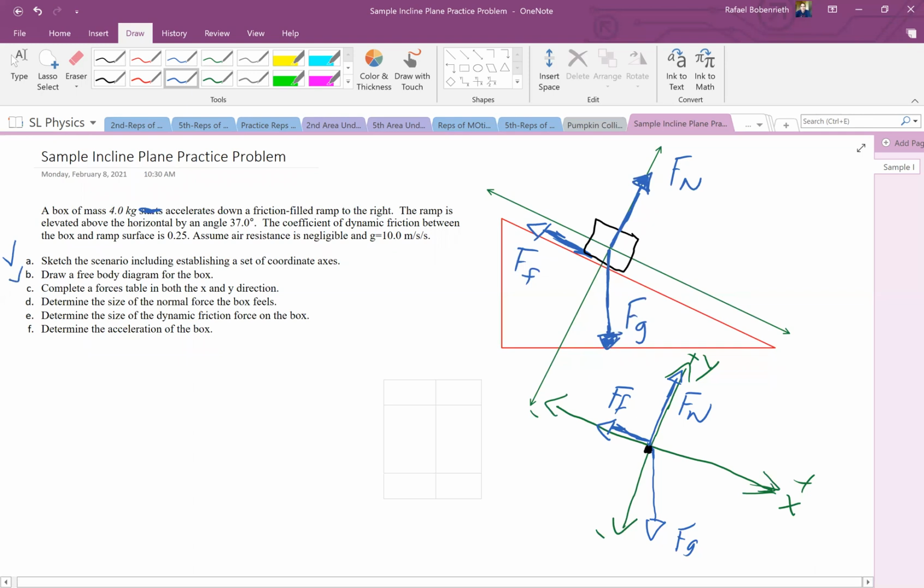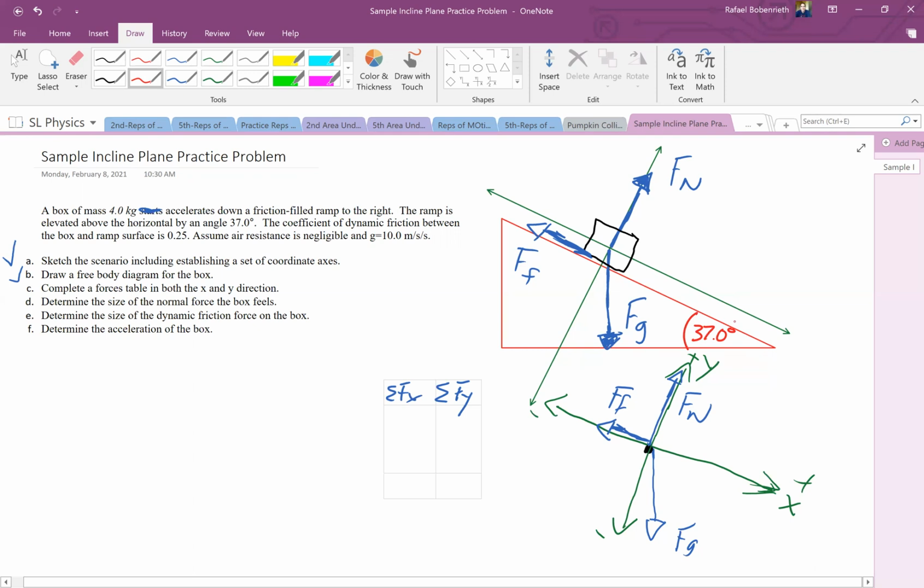Awesome. Now let's complete the forces table. Notice I have this table set up here. We have some of the forces in the X direction, some of the forces in the Y direction. Here's where we've got to really evaluate the situation carefully. One other thing I want to note in the original problem is it tells me that this angle right here is 37.0 degrees.